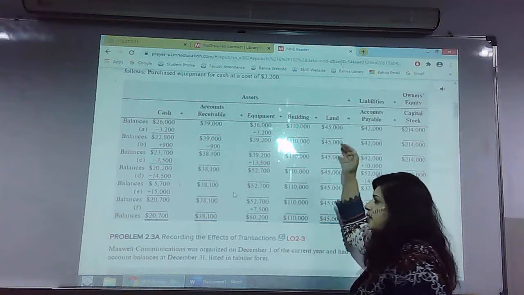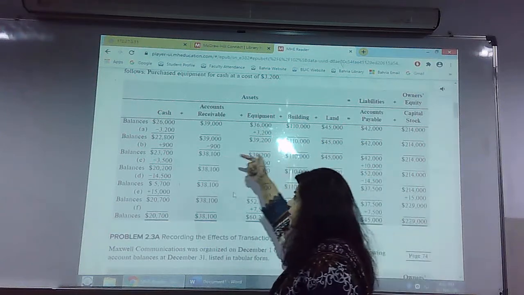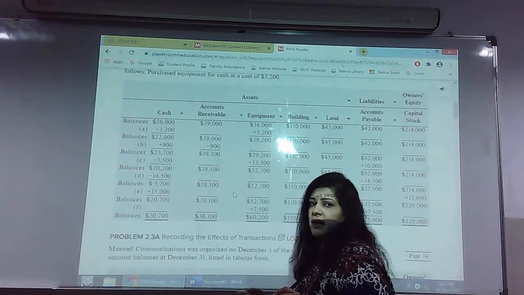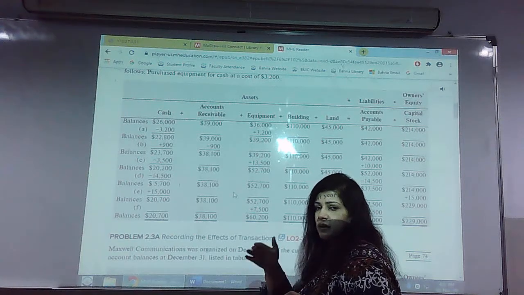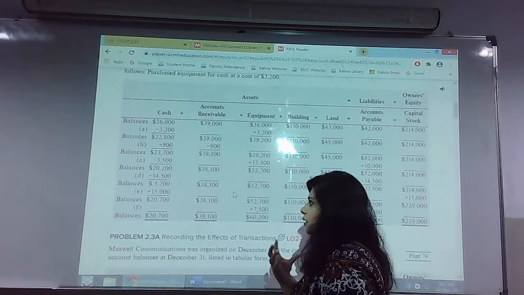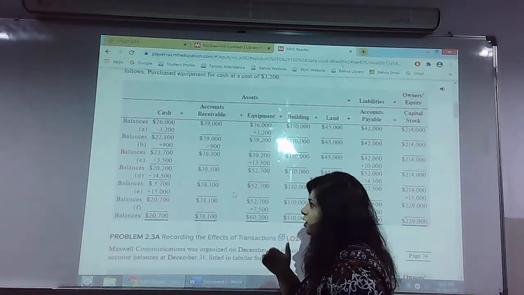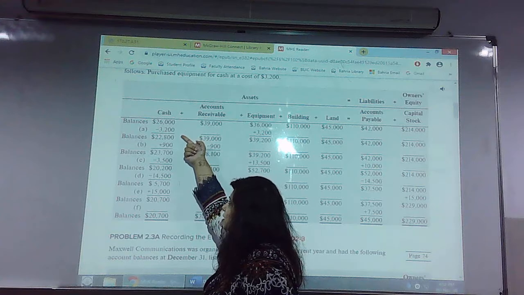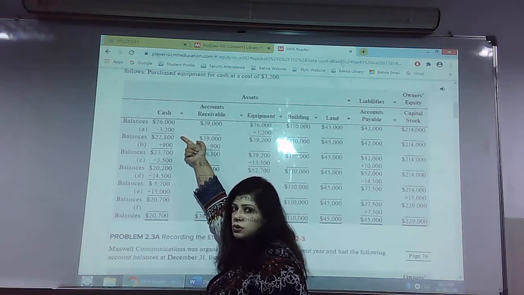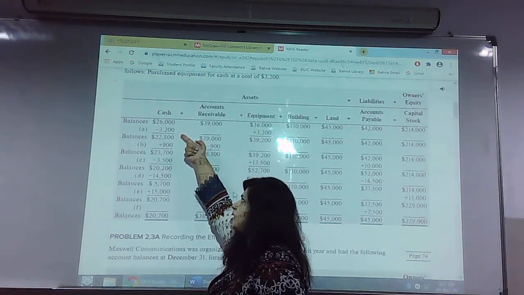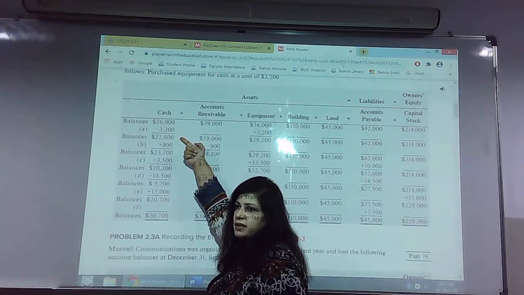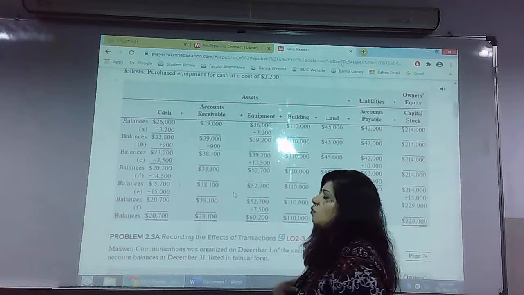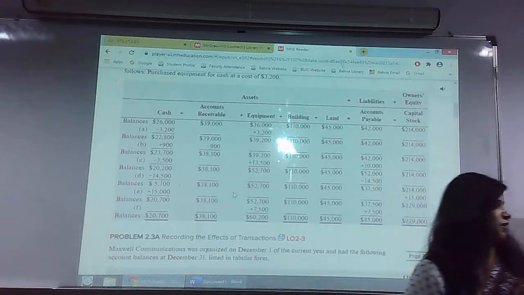So any transaction within A, B, C, all these alphabetical parts that you see, these denote that the effects have to be taken into account, and then you explain. So for instance, part A will say that minus 3,200 indicates that cash was subtracted, so cash is credited. And then equipment was debited because you purchased equipment.